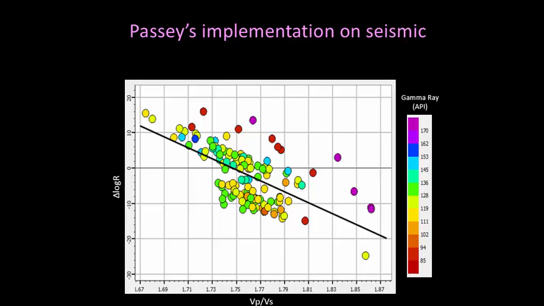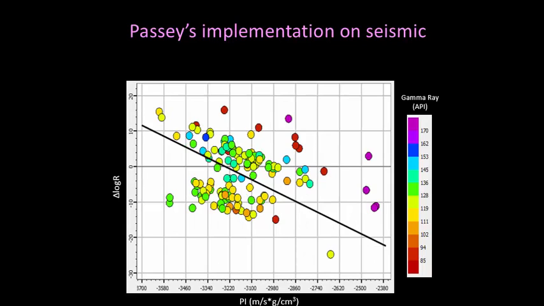So we try out different attributes like VP/VS. We can determine this from the seismic data. If we do impedance inversion, simultaneous, we get IP and IS, we divide the two, we get VP by VS. And if I know a relationship between delta log R and VP by VS, I can transform my VP by VS volume into delta log R volume. But here, look at the scatter of points around this. This is from the log data. So we are not going to use this.